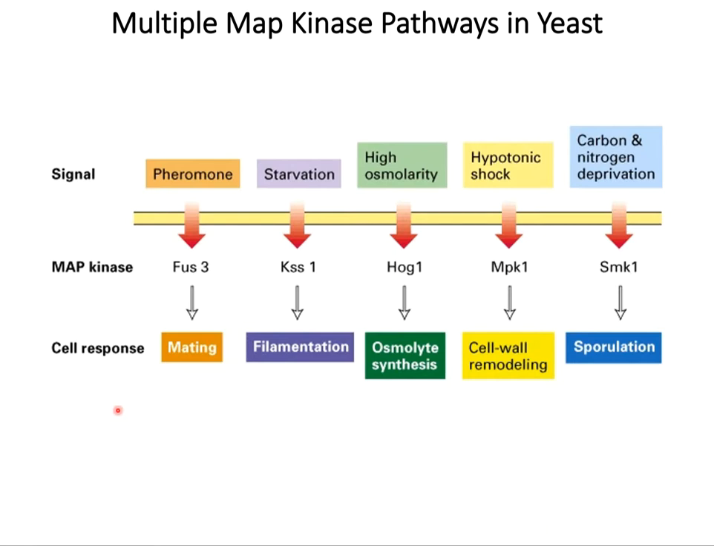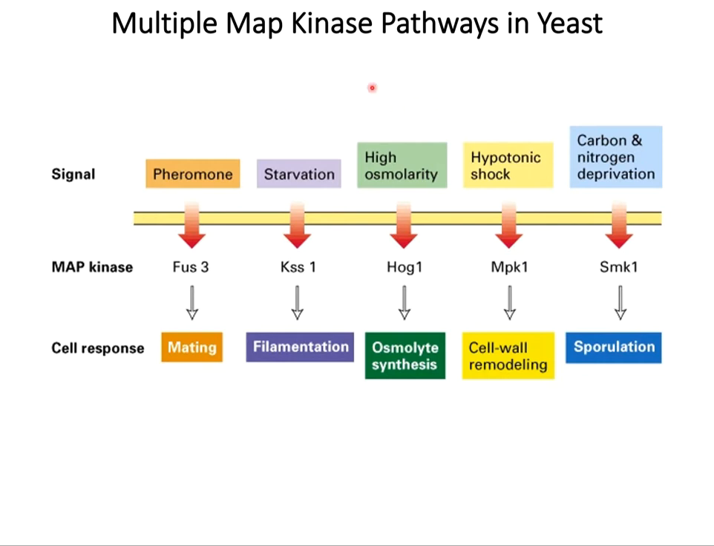Now, we talked about the MAP kinase earlier, and we are talking about the GQ coupled protein response, but I don't want you to get an idea that the MAP kinase is just one type of enzyme. In fact, there are dozens of different MAP kinases, and this figure illustrates this. This is a series of MAP kinases that are found in yeast, illustrating the outcome of signaling from those MAP kinases. These outcomes include mating, filamentation, osmolyte synthesis, cell wall remodeling, and sporulation.